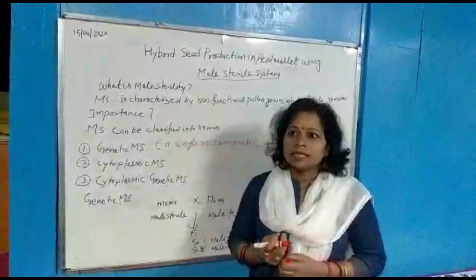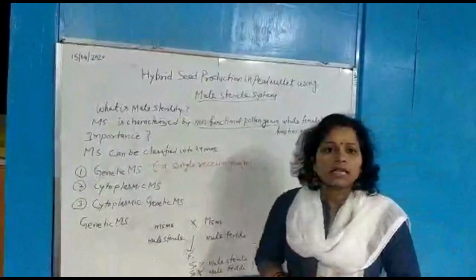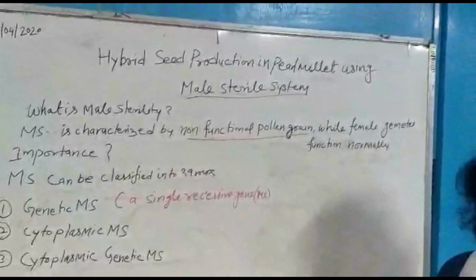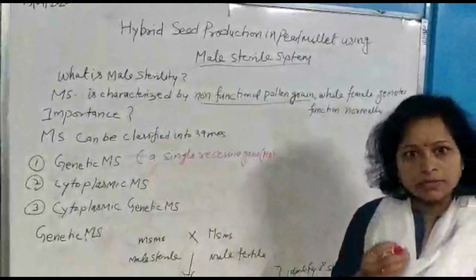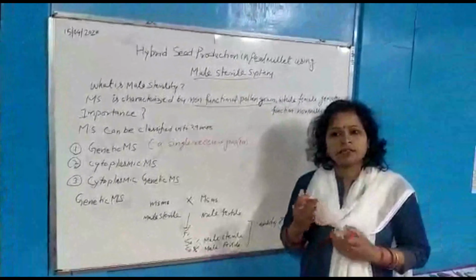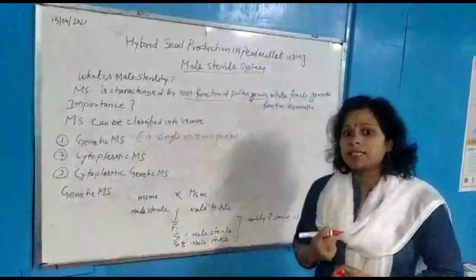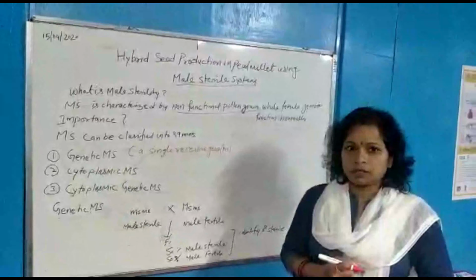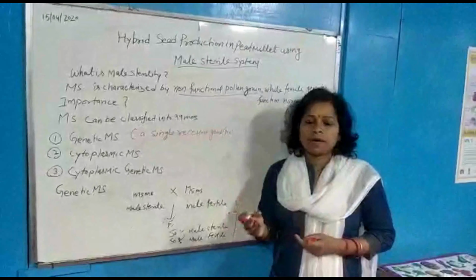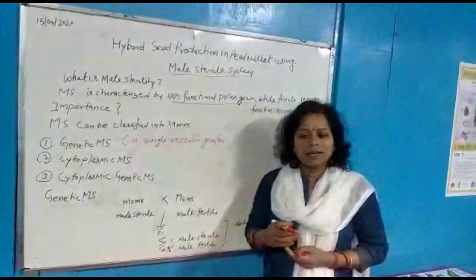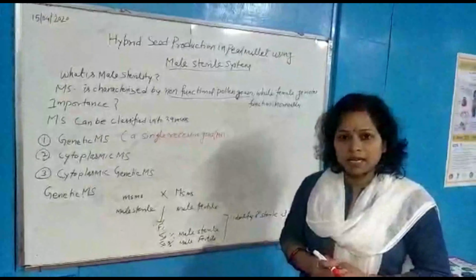So we have to understand what male sterility is. Male sterility is characterized by non-functional pollen grains while the female gametes function normally. It means only the pollen part is affected in this case, but the female gametes function normally. But why is it important in hybrid seed production? If any plant breeder or farmer produces hybrid seed by the traditional method, it is very tedious and costly, and it requires a lot of labor and time.